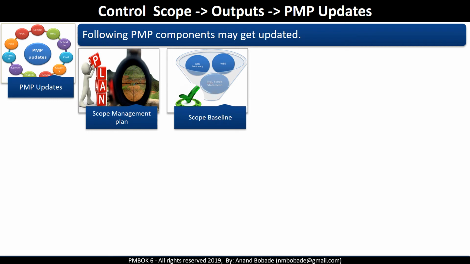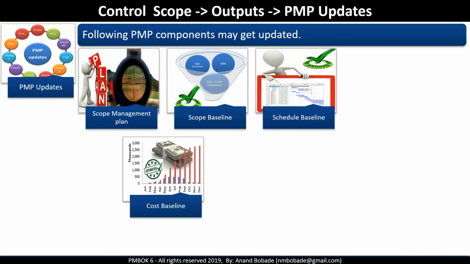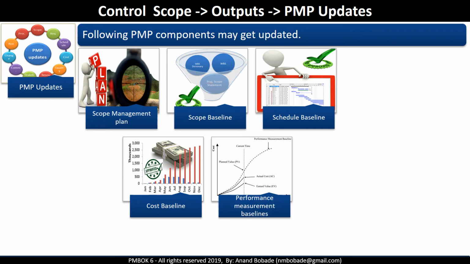Baselines: scope baseline, schedule baseline, and cost baseline. The scope baseline may be changed if a change request is approved, which may result in changing the schedule baseline and the cost baseline. If the scope baseline is found to be unrealistic, then the scope baseline and other baselines need to be changed, and this will result in changing the performance measurement baseline, which is used in earned value analysis. Note that earned value analysis combines the measure of all three constraints, that is scope, cost, and schedule.